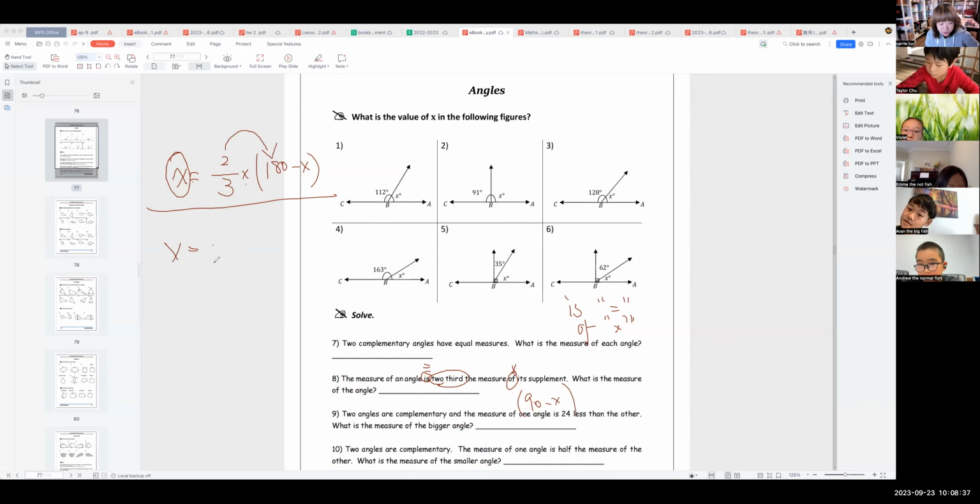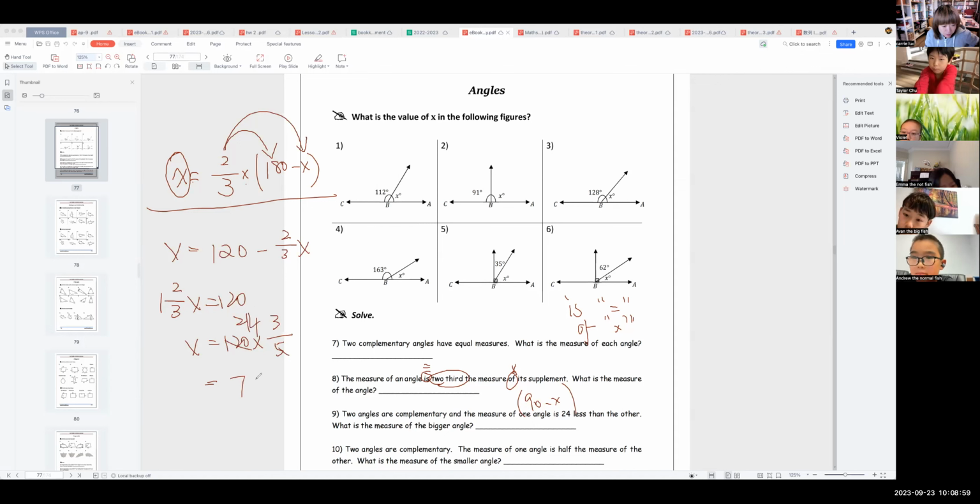So x equals 2 over 3 times 180. So let's just tell you it's 180, okay? So 180 minus x equals what? Equals 2 over 3x. Okay, so this question became 1 and 2 over 3x equals 120. So x equals 120 times 5 over 3. So equals 24. So the answer is 72 degrees.